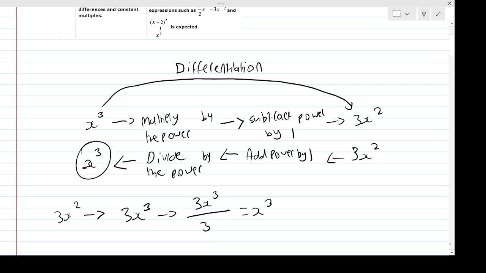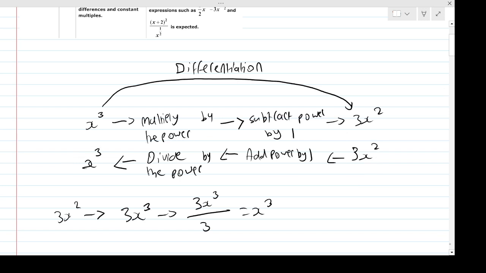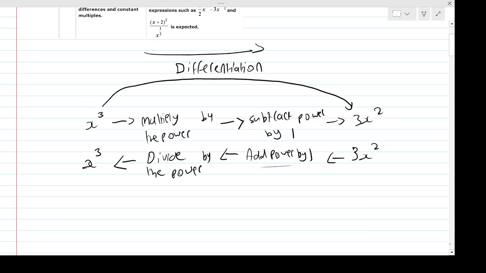Well, what do you know? That's what we started with, and that's what we wanted to end up with. So this process is the opposite to differentiation. Hopefully you can see that. It's the inverse, you can think of it like function machines. We can go the other way: if we start here instead, we end here. The process to the right is differentiation.